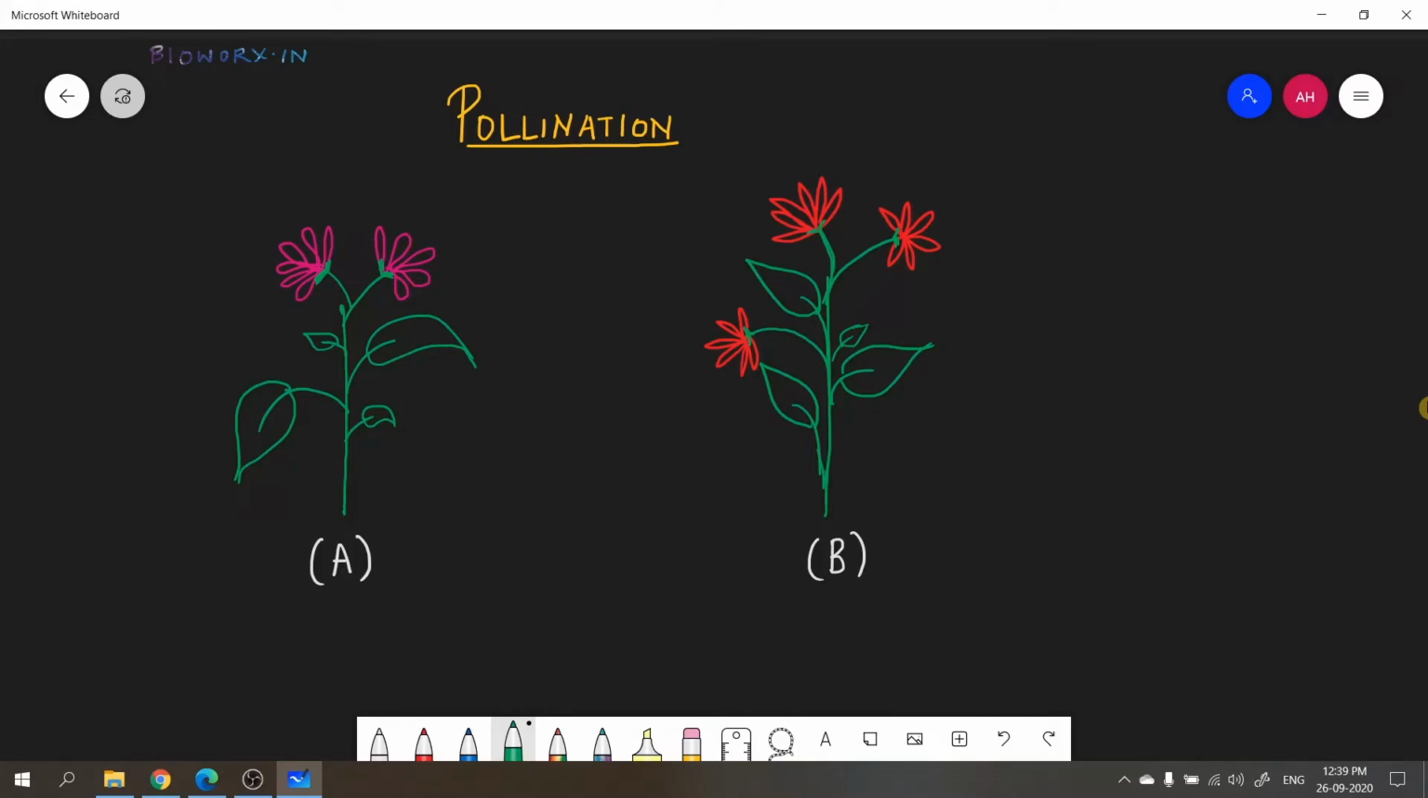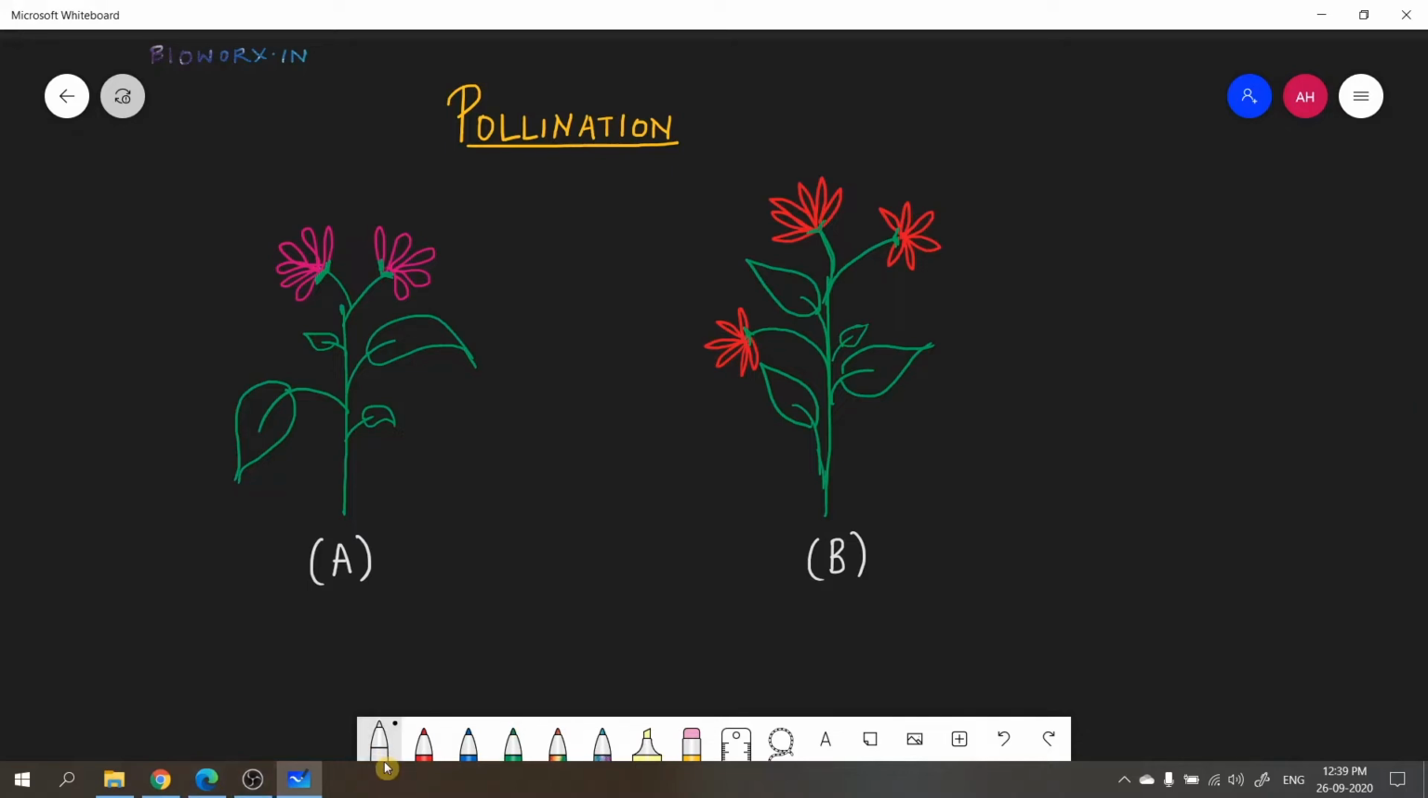So in this section, I'll be dealing with pollination. In my previous video, we have studied the structure of flower where we saw the various parts of a flower. And if you all remember, stamen is the male part of the flower and carpel or pistil is the female part of a flower.